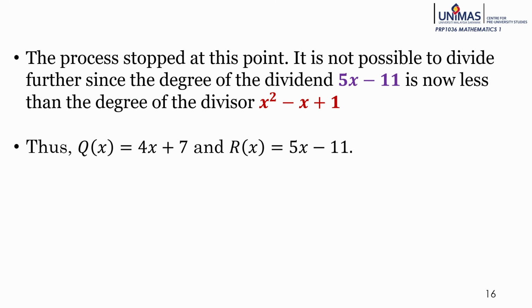So the process stops at this point. It's not possible to divide further because the degree of the dividend 5x minus 11 is now less than the degree of the divisor x squared minus x plus 1. Thus, we get q(x) is 4x plus 7, and the remainder r(x) equals 5x minus 5.